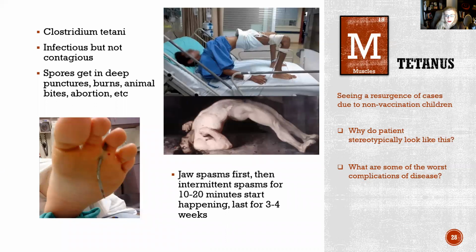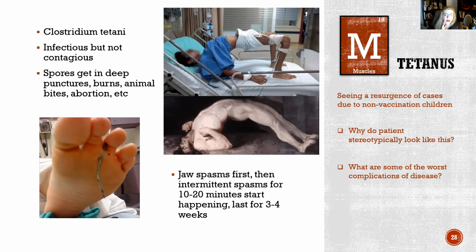Tetanus has been around for a long time. You can see this picture of a person below here that was from like the Middle Ages. So tetanus has been known for a long time. Not all cases are this intense. These people look like this because the back muscles are so much stronger than the front muscles that they cannot release their muscles and they're just contracted.